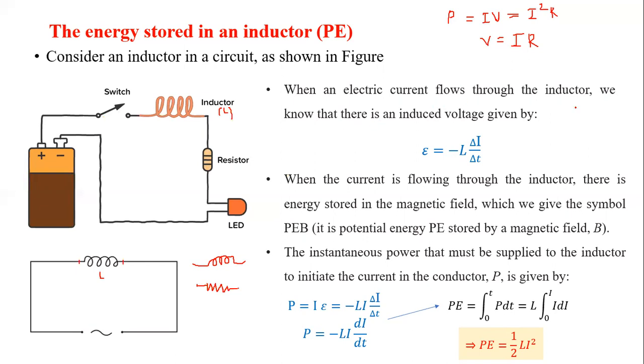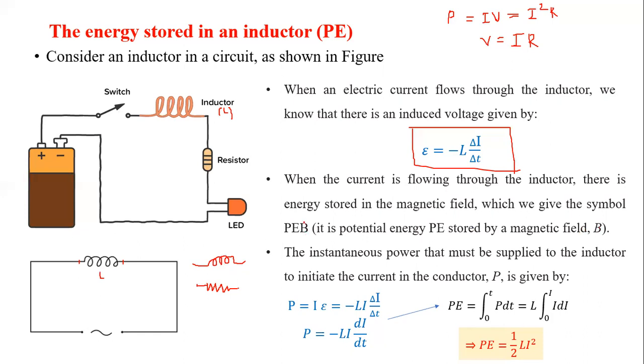When electric current flows through the inductor, we know that there is an induced voltage, which is given by minus L delta I over delta T. This is the induced voltage. When the current is flowing through the inductor, there is energy stored in the magnetic field. The energy stored in the magnetic field is potential energy.